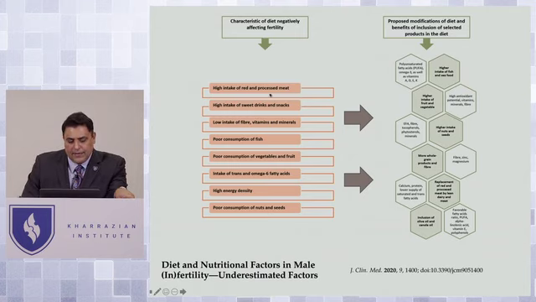They have a high intake of red and processed meat, high intake of soft drinks and sweet snacks, low intake of fiber, poor consumption of fish, vegetables and fruit, intake of trans and omega-6 fatty acids, high energy density, meaning they're eating a lot, and poor consumption of nuts and seeds. So basically they're getting a diet low in fiber and low in essential fatty acids. And that's the key characteristic dietary pattern of male infertility.